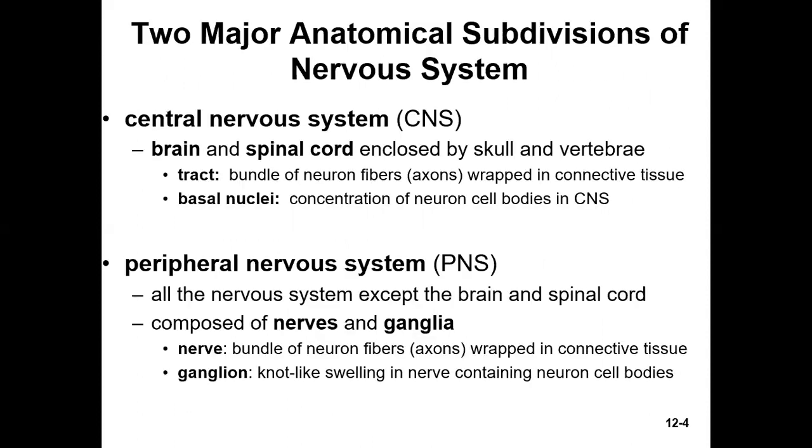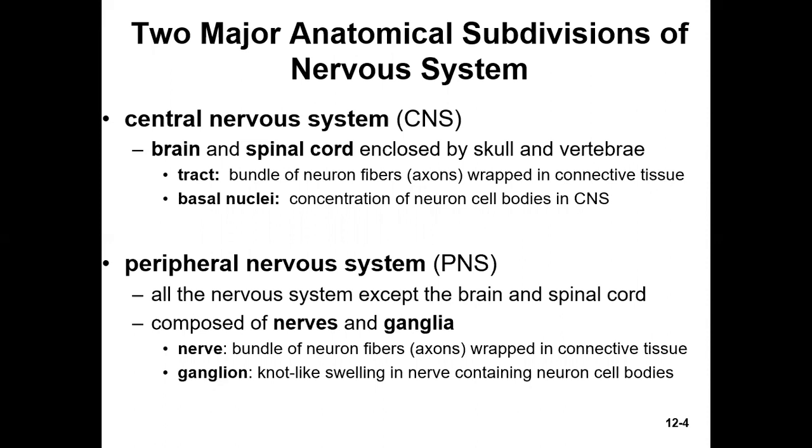The way that we break down the nervous system is into two primary divisions. We have the central nervous system and the peripheral nervous system. The central nervous system is comprised of the brain and the spine, the brain housed within the skull, the spine housed within the vertebral column. The peripheral nervous system then is anything outside of those two, outside of the brain and spine.